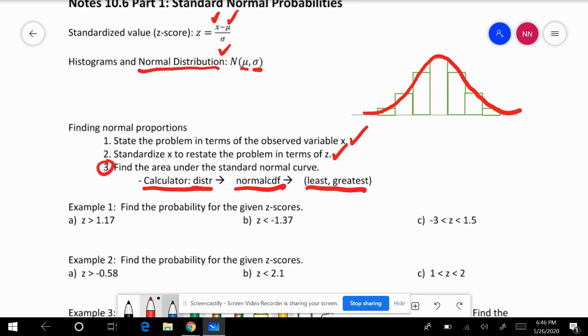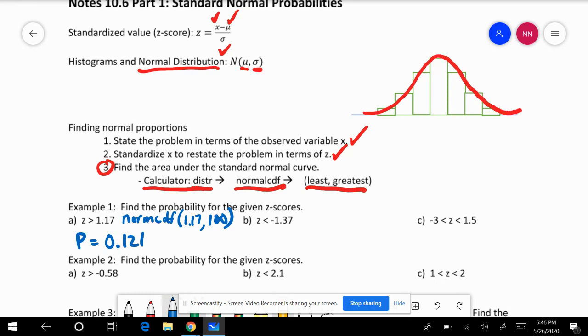So if we're looking at example 1, you're going to use your normal CDF, and you're going to put the number 1.17, then a comma, and then pick a large number. A large number could be 100, it could be 1,000, it could be 1,000,000. I just pick 100. That's just an easy one for me to remember. You put that in your calculator, and you get the probability or the area of 0.121.